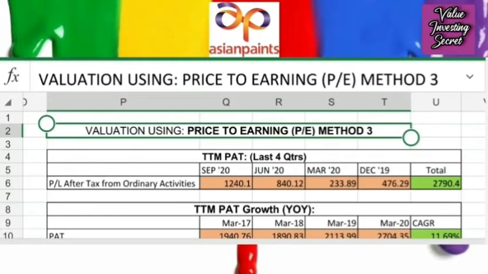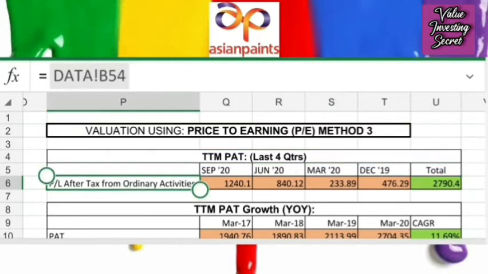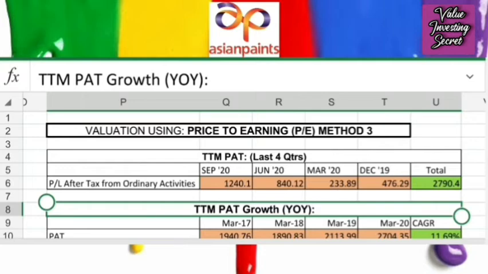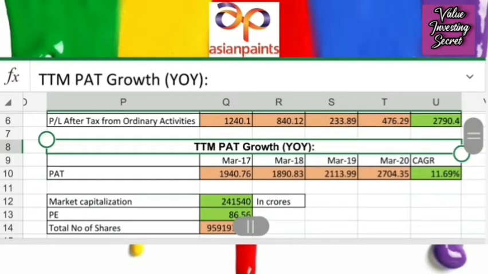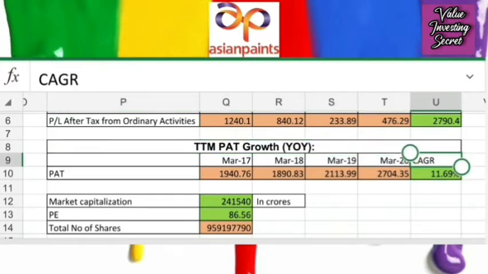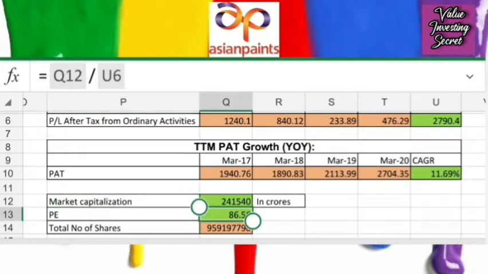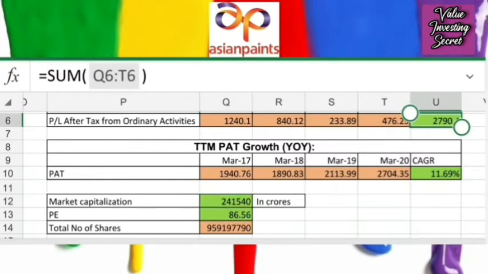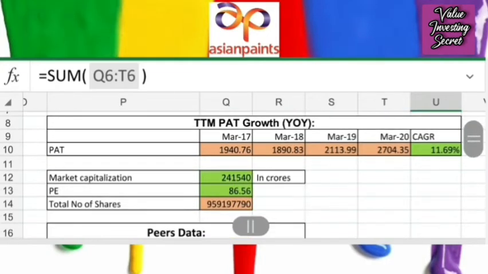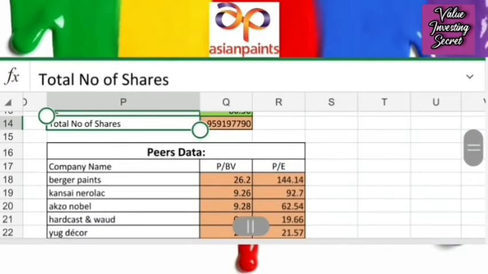Now I am going to show the PE method. For this we have to calculate TTM PAT for the last 4 quarters. So I calculated the PAT for the last 4 quarters, that is 2790.4. Then I calculated TTM PAT growth, that is year on year. So the CAGR of TTM PAT is 11.69%. Then market cap and PE numbers we have calculated. Market cap is already calculated in the previous method and PE is calculated using market cap divided by TTM PAT. We will get the PE multiple. So we have the total number of shares also.